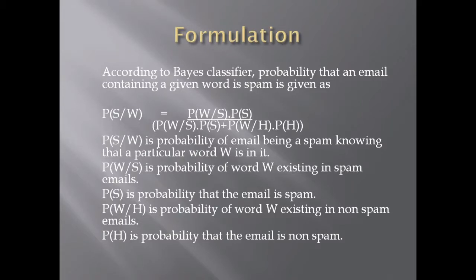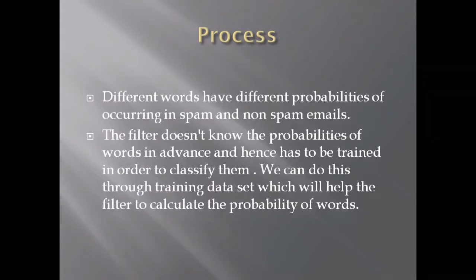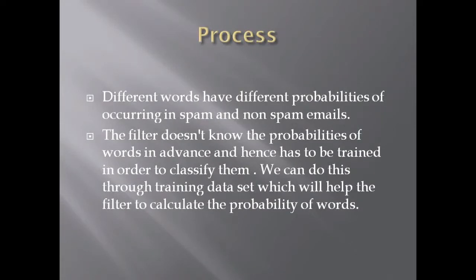So using this formula, we can determine the probability of the email being spam, knowing that a particular word is in it. Let's see how this works. What is the process of this classifier? Different words have different probabilities of occurring in spam and non-spam emails. The filter doesn't know the probabilities of these words in advance and hence has to be trained in order to classify them. We can do this through a training data set, which helps the filter calculate the probability of words. We have already seen the formula for calculating the probability of words on this slide.